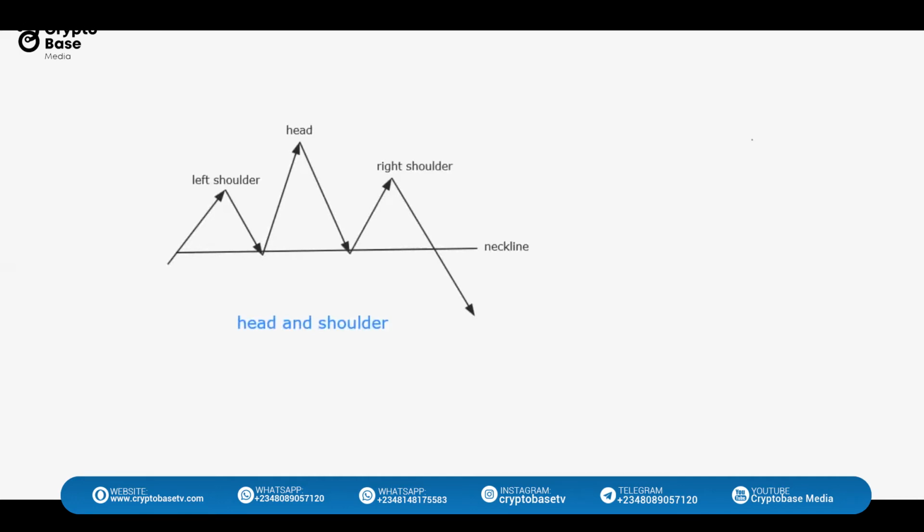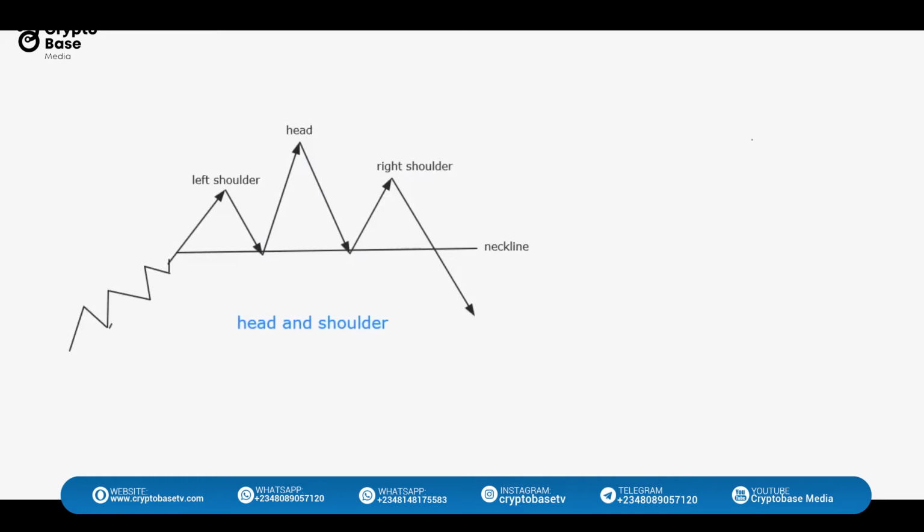Now, this is what head and shoulder looks like. Most times, when the price is in an uptrend, moving up and down and up and down, and continues this way, we are going to see a movement like this. It looks like a crown. It has the head, the left shoulder, and the right shoulder. This is just how to recognize it.